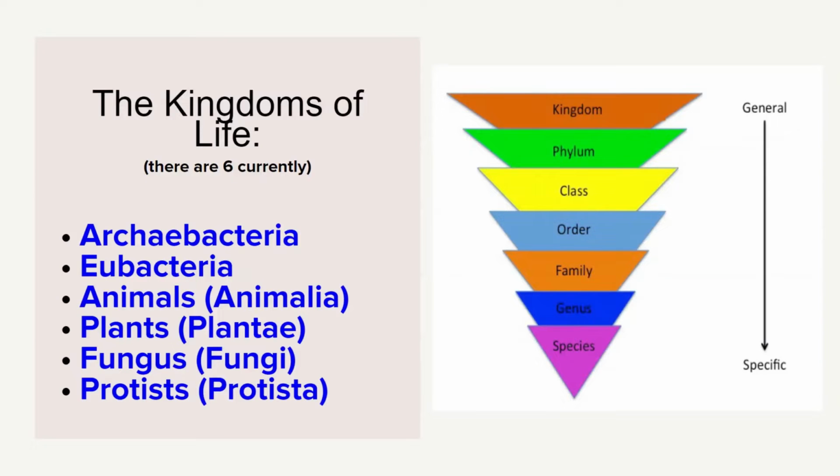So I always leave it open that science changes. The more technology we have, the more information we have. These are the 6 kingdoms of life: archaebacteria, eubacteria, animals, plants, fungus, and protists. The words written in parentheses are their scientific names. Sometimes, especially in zoology, we talk about the kingdom Animalia rather than the animal kingdom, or kingdom Plantae, or kingdom Fungi, or kingdom Protista.